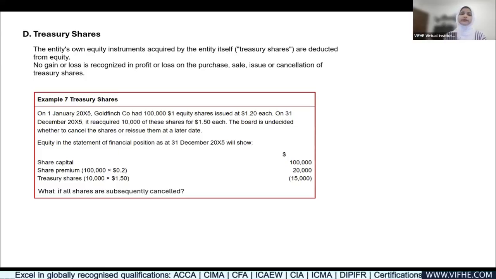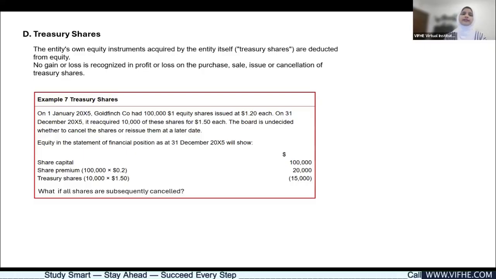So sometimes what entities do is buy back their own issued shares, so that they can decrease the dilution of the ownership, because ownership is diluted, right? They want to have that concentration of ownership. That's why they might buy back the shares. And when they buy back those shares, the shares they have bought back will be parked in a treasury share account. How do you do the treatment for it? I will show you all.